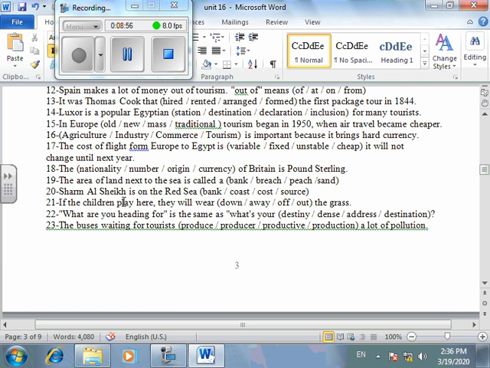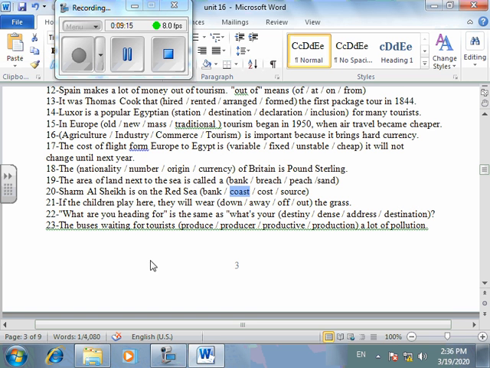20, Sharm el Sheikh is on the Red Sea. Yes, the Red Sea coast. Which one of these? This, of course, because sometimes you mix up using this one and this one. So the answer is coast, C-O-A-S-T.